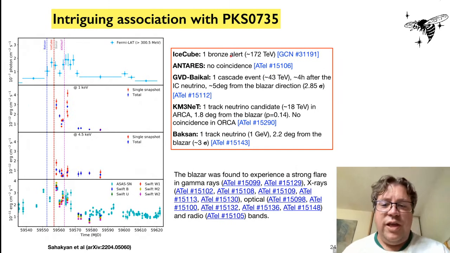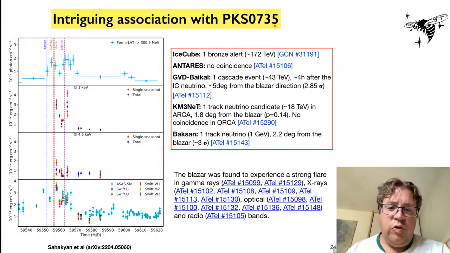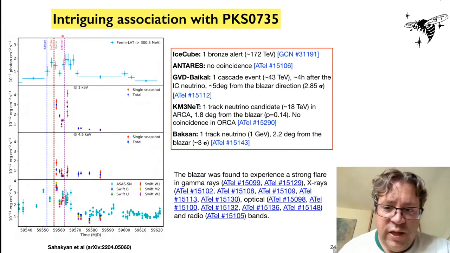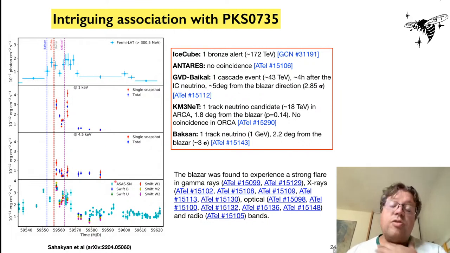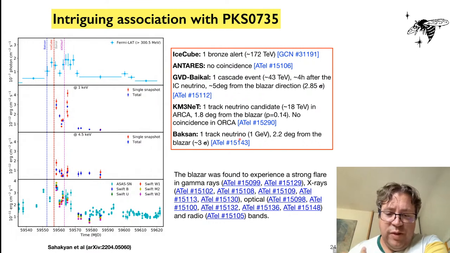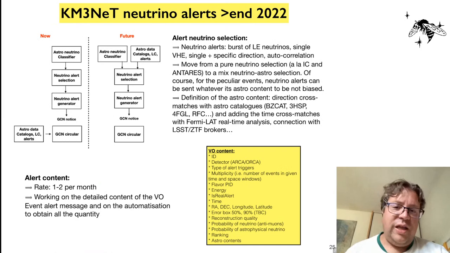So one first intriguing association we have done with KM3NeT and other neutrino telescopes is this PKS 0735, this blazar, where we have one IceCube alert which has been associated with one flare of this blazar. And GVD also reported one cascade event associated. You see, you have the IceCube, the GVD, and KM3NeT found one neutrino, and also Baksan at very low energy. This event is already being studied, and you see that this event happened early this year. And so we are doing the computation of the association probability. But it looks a bit more like TXS.